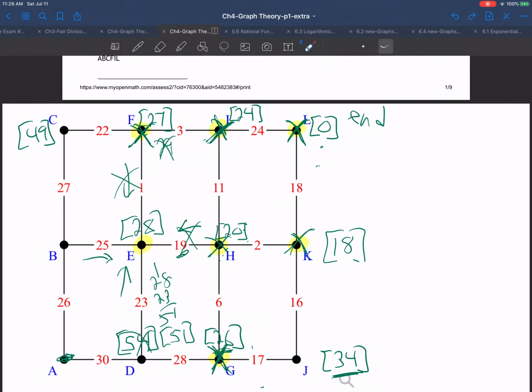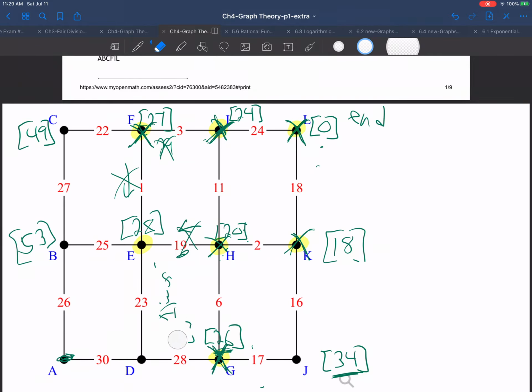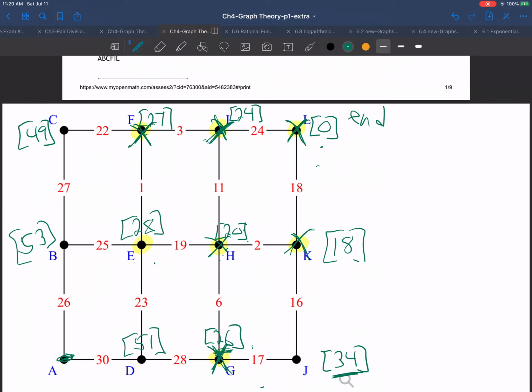So we'll do that. And then the last one over here, add 28 with 25. What's that? 13, 53. So that puts B at 53 from the end. All right, we're getting close here. So this will be 51 down here now, right? 51 down here for D. D just got a better route to the end, a shorter route.